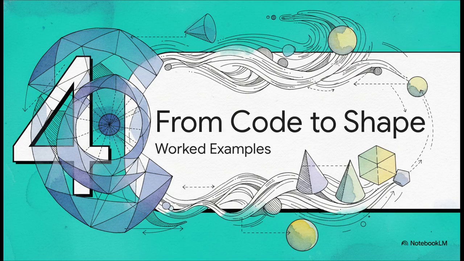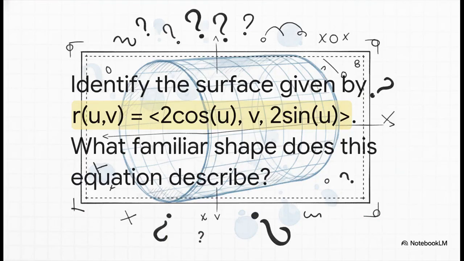Okay, theory is great, but the best way to really get this is to see it in action. So let's walk through a couple of classic examples. All right, for our first example, we're going to work backwards. We're given a parametric equation, and our job is to figure out what familiar shape it actually describes. Our vector components are x equals 2 cosine u, y equals v, and z equals 2 sine u.